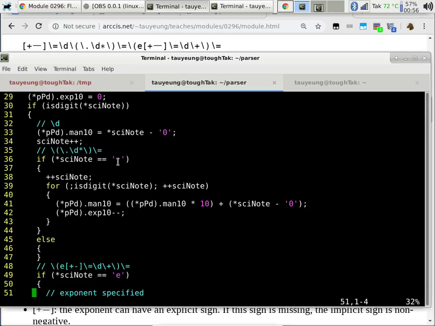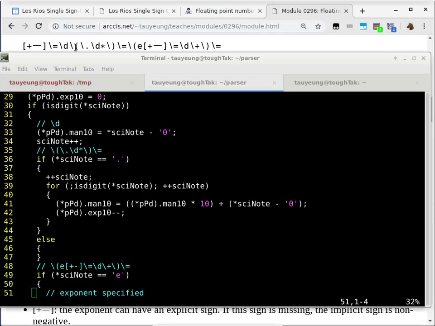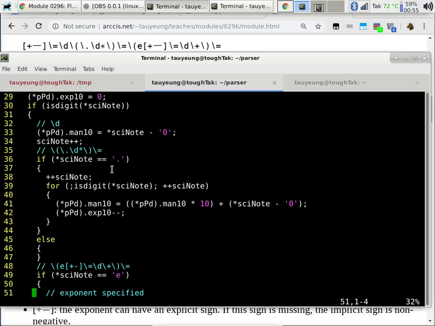If the decimal point is there, okay, right after the digit, then I got some processing to do. So from line 30, well, I would say technically from line 36 all the way to line 44, is processing the optional part of the fractional part of the mantissa. Okay? So we'll look into that a little bit.